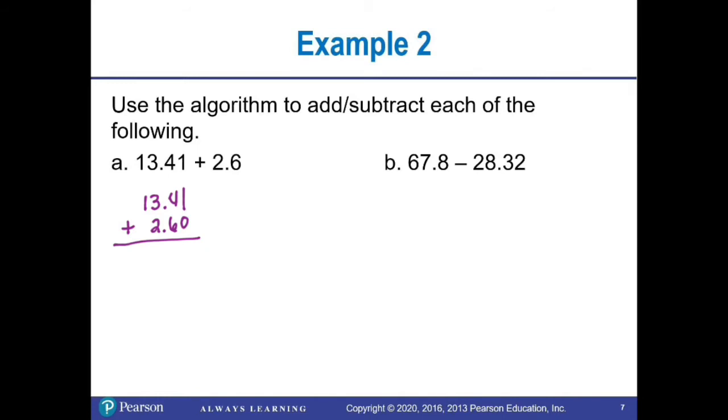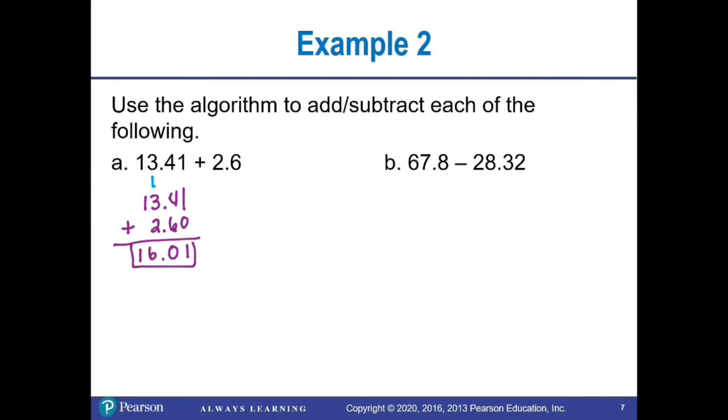Add your like places, so we add the hundredths. 1 plus 0 is 1. We add the tenths. 4 plus 6 gives me 10. Now 10 tenths is the same thing as a unit, so I make my exchange. I have a 0 in the tenths place, and I have an extra unit in the ones place. Add the ones place together. 1 plus 3 plus 2 is 6. And then add your tens place, and we get 16.01.